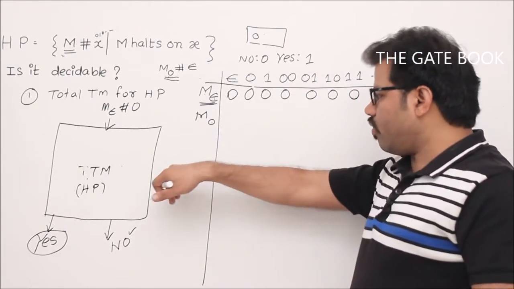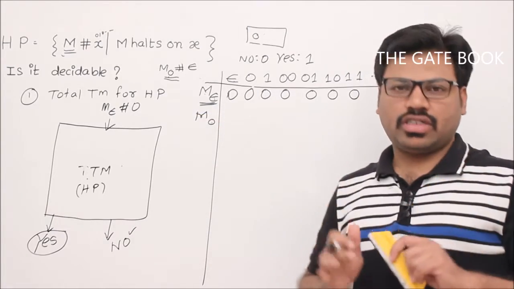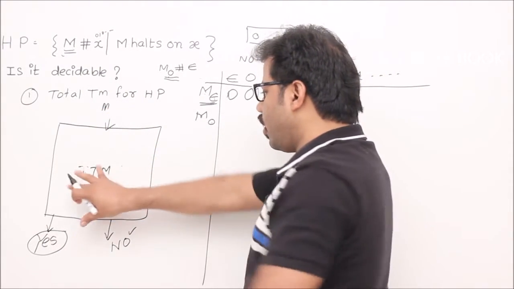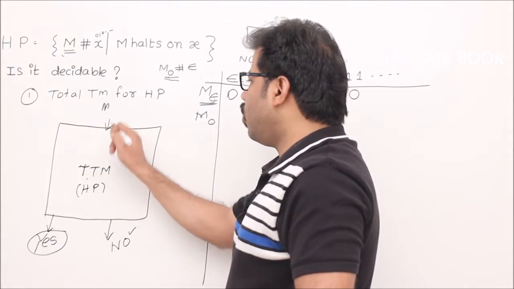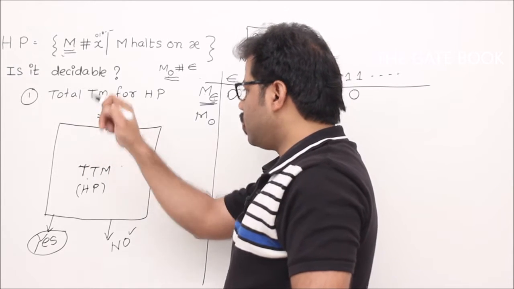Otherwise, we can take one valid encoding, not a problem. That's why I assume that M0 is a valid Turing machine code. Now I'll ask, my dear Turing machine, you know everything. You are a total Turing machine. You know everything about all the Turing machines. You tell me about my beautiful Turing machine M0.